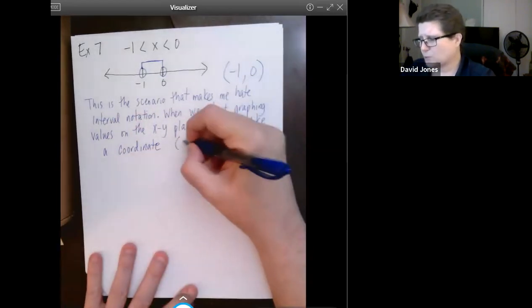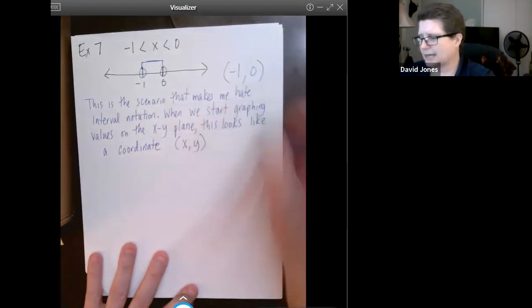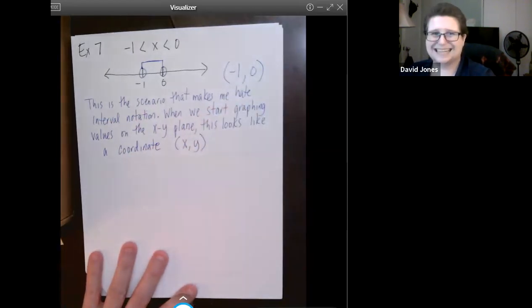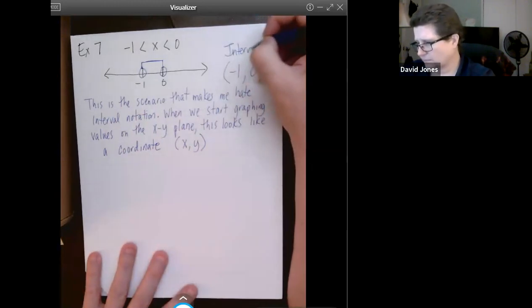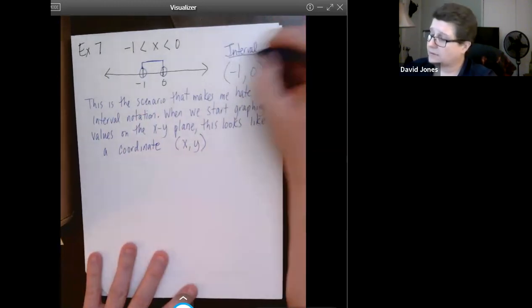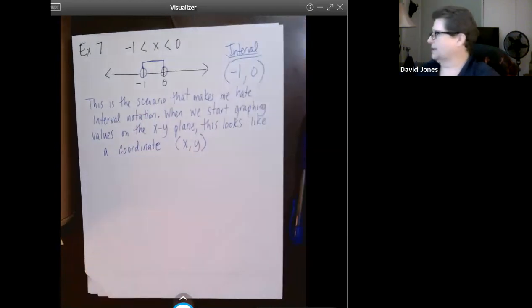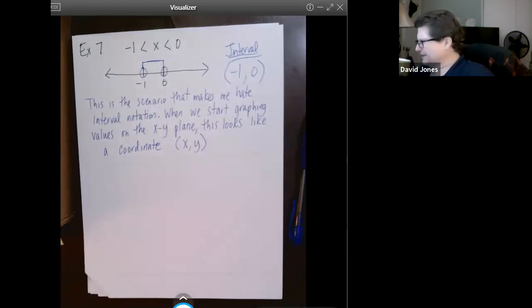And when we graph on the XY plane, we usually list points as X comma Y. It's not. This is an interval. So be prepared for seeing something where you have parentheses on both sides and it's not an interval. Later on, I think we start doing that in chapter 3.